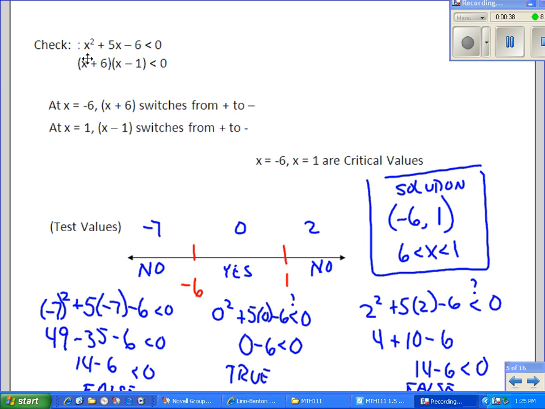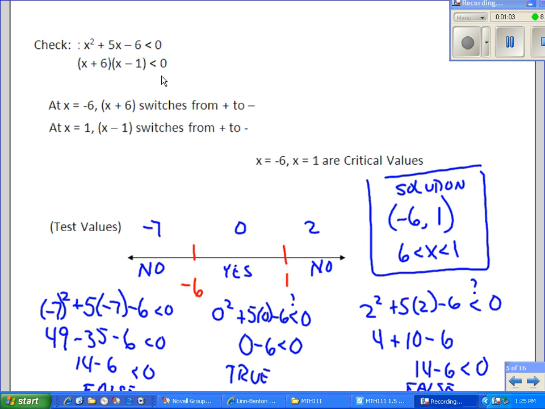Okay, what we're going to start with is looking at a quadratic inequality: x squared plus 5x subtract 6 is less than 0. And this is one that factors nicely to (x plus 6)(x subtract 1) is less than 0. Now if it was simply equal to 0, we could solve this and say x equals negative 6 and x equals 1. But this is an inequality. We want to know when the value of the function is less than 0. So something to think about.